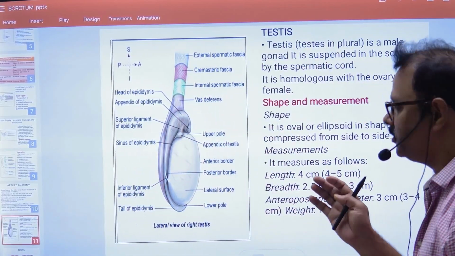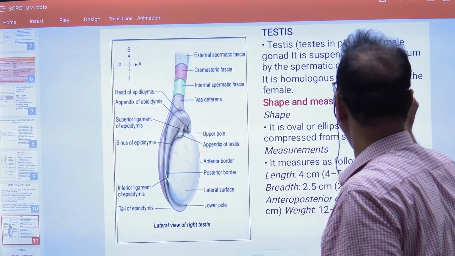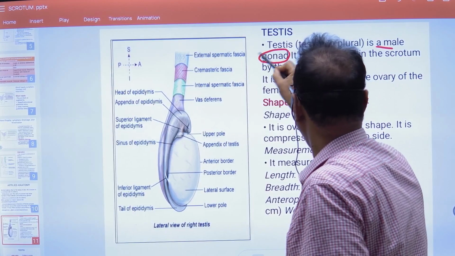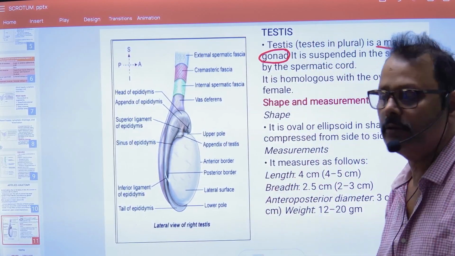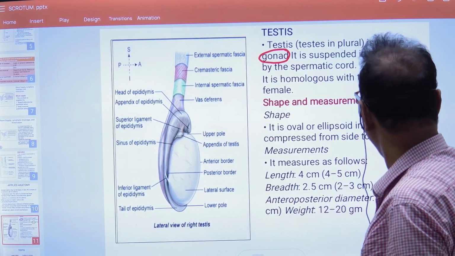आज हम testis के बारे में बात करेंगे। What is testis? Testis is a male gonad. That means we have got the female gonad also, and ovary is the female gonad. So it is the male gonad.